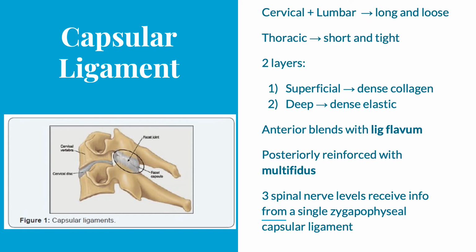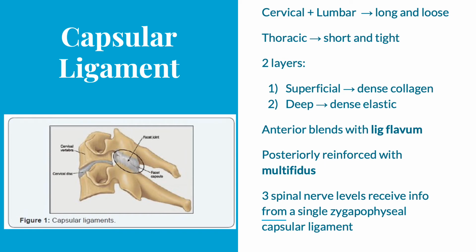You want to know the difference between capsular ligaments in different parts of the spine. So in your cervical and lumbar region, those are going to be kind of loose, because there's a lot more motion, remember, in that cervical and lumbar spine. If they were really, really short and tight, they would be primarily limiting motion. So we want to support the motion and maintain the structural integrity at the same time. So in the thoracic spine, where you don't have nearly as much movement, the capsules are going to reflect that and be short and tight.